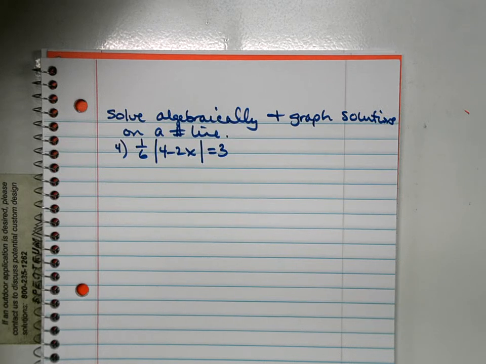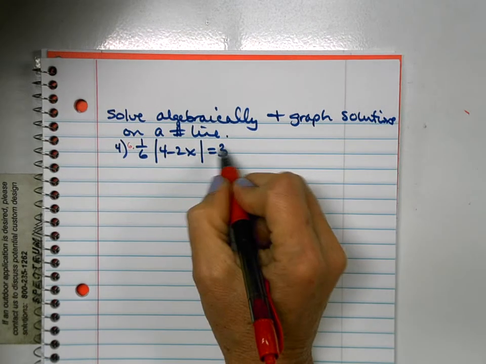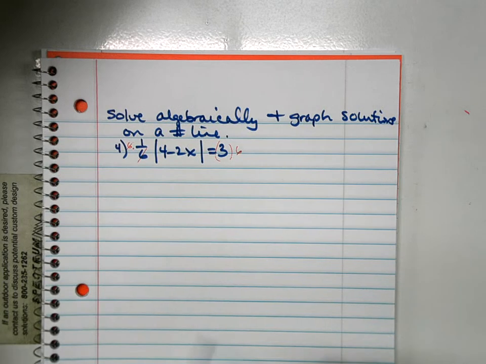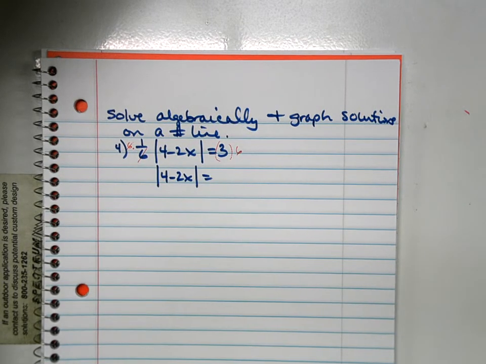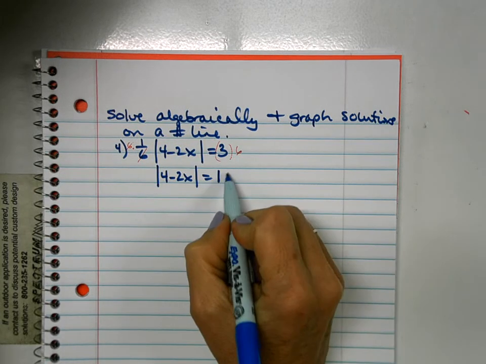I need to get rid of 1/6. How do we do that? Multiply by 6, right? Multiply both sides by 6. Okay, so these cancel. This leaves just the absolute value of 4 minus 2x. And Jedrick, what's 3 times 6? 18. Okay, and then here's the thinking.